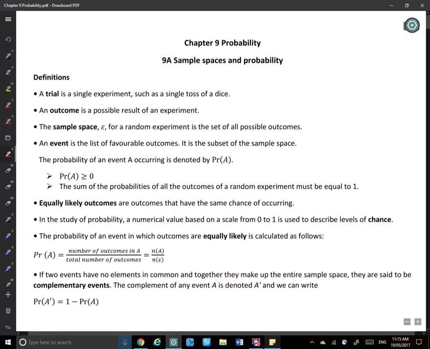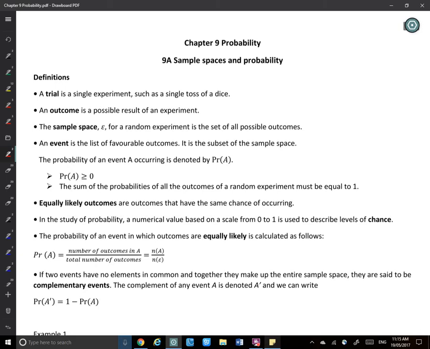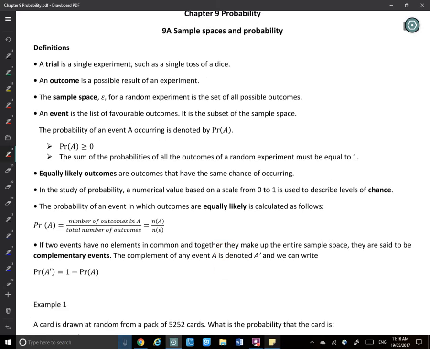Probability for chapter 9. Probability exercise A is sample space and probability. I'm pretty sure in year 9 and year 10 we all learn this. So just go through some definitions with you.